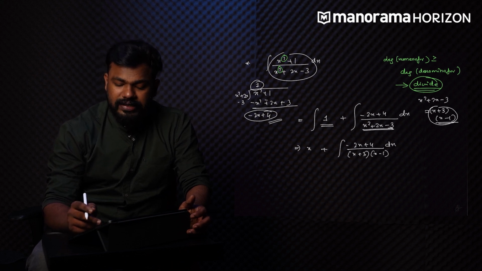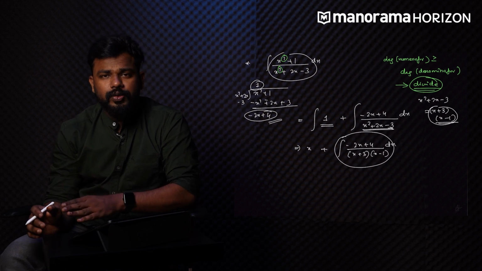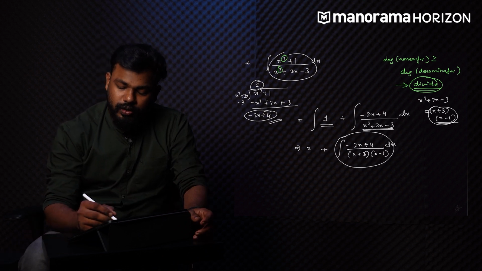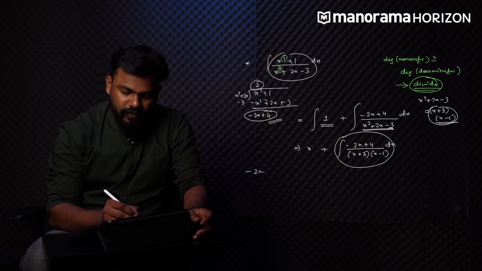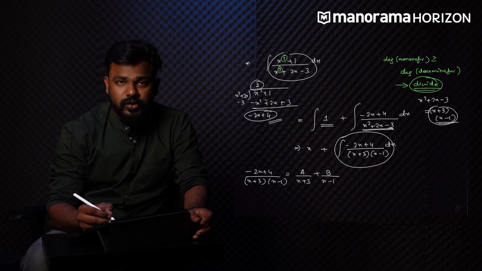And now you can see that this particular thing can be done using what? Partial fractions. So you take this separately, minus 2x plus 4 by x plus 3 into x minus 1. I'm writing it as A by, what is the first denominator, x plus 3, plus B by, what is the second denominator, x minus 1.